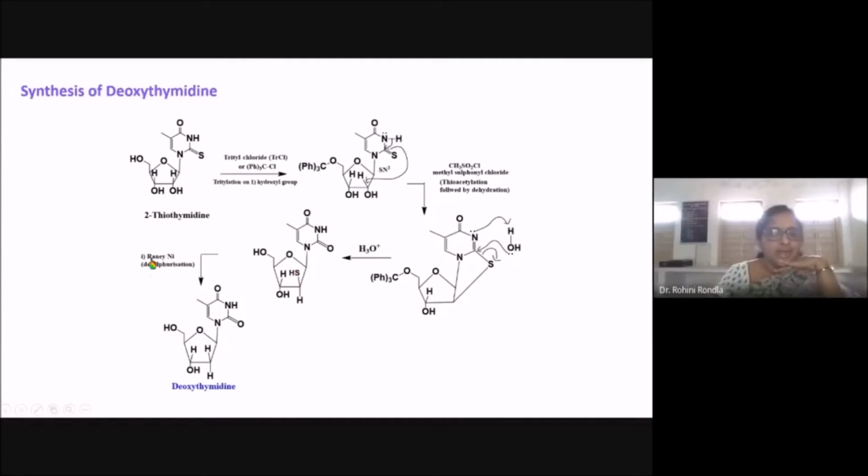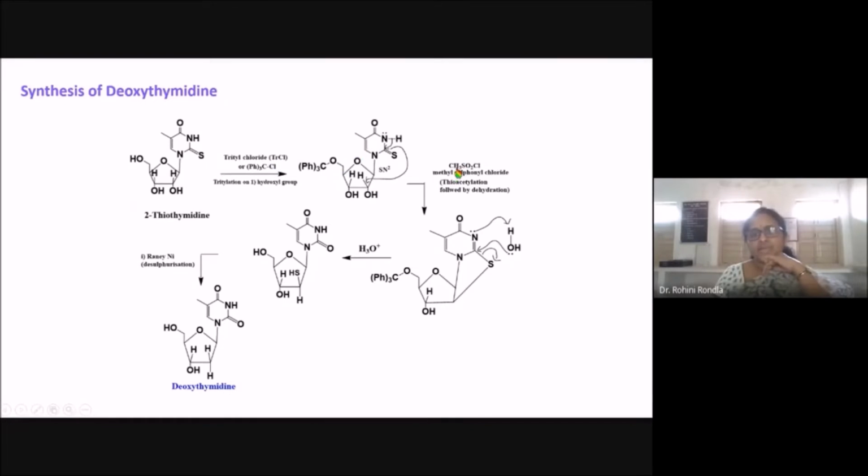Next, you add Raney nickel. Raney nickel helps in desulfurization, so then we will get only 2 hydrogens. Okay, deoxythymidine. To prepare deoxythymidine, 2-thiothymidine is taken and treated with trityl chloride, and trityl substituted thymidine is formed.